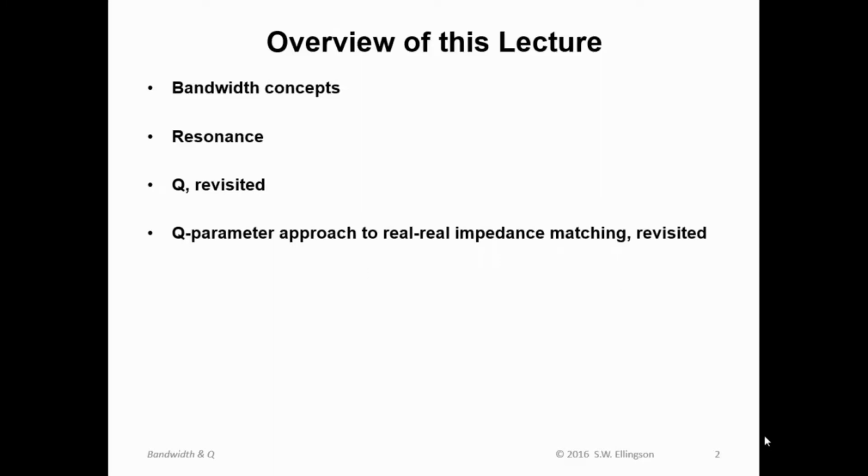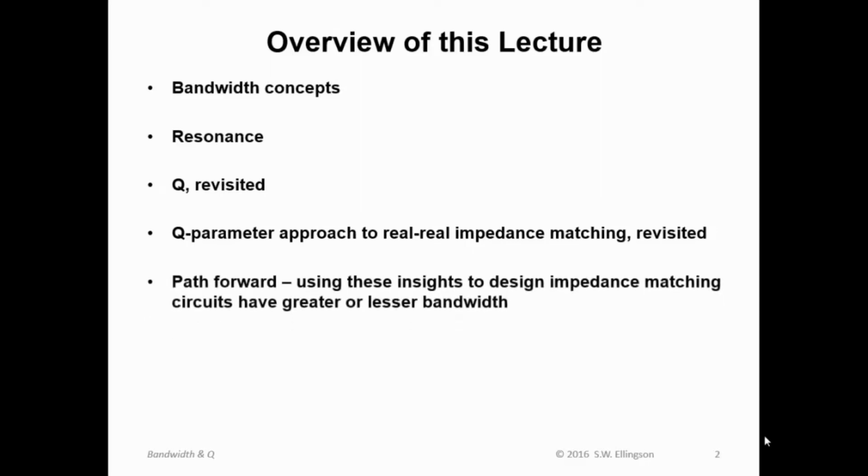We'll talk about the Q parameter approach to real-to-real impedance matching. Again, we've talked about this in a previous lecture, but we'll now revisit it in the context of these other concepts that we've brought up. And then the path forward. We'll use these insights to design impedance matching circuits that have lesser or greater bandwidth, or at least we'll set the stage so that we can do that.